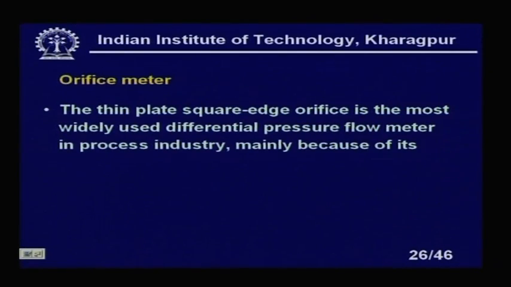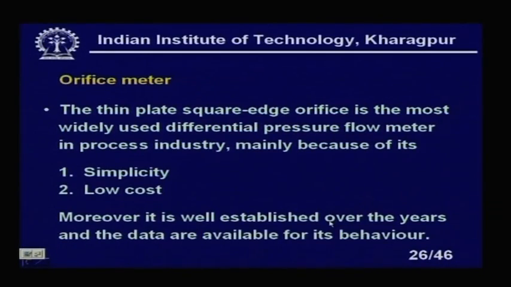The thin plate square edge orifice is the most widely used differential pressure flow meter in the process industry, mainly because of its simplicity, low cost, and moreover it is well established over the years, and the data are available for its behavior. That is the most important thing. You cannot use something that some laboratory somewhere in the world has just developed; immediately that cannot be used.